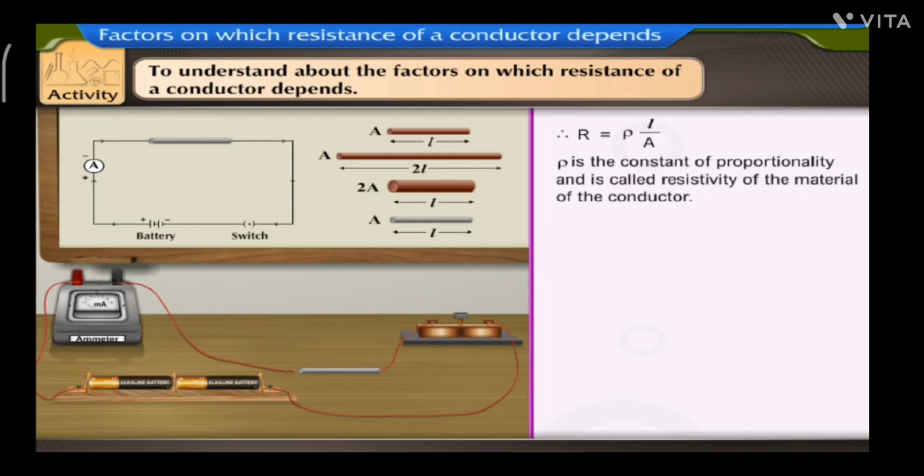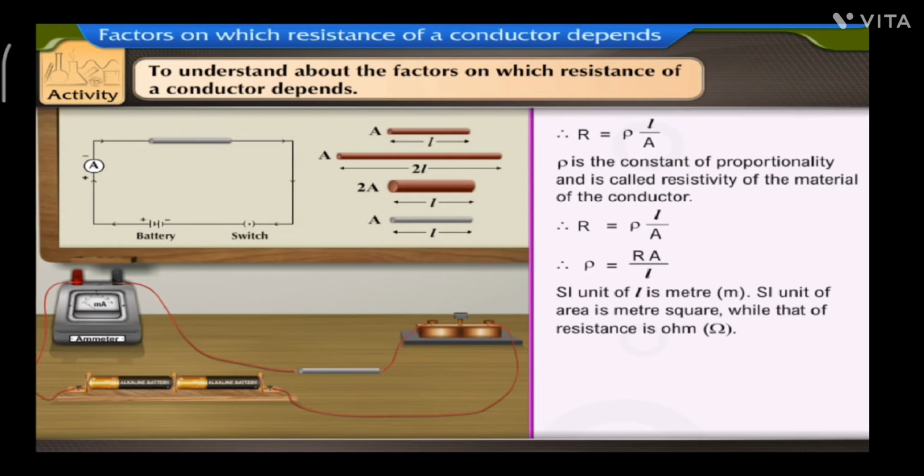In the equation R is equal to rho into L upon A, that is, rho is equal to R into A upon L. SI unit of L is meter, that is m. SI unit of area is meter square, that is m square, while that of resistance is ohm. Hence, SI unit of resistivity is ohm meter.